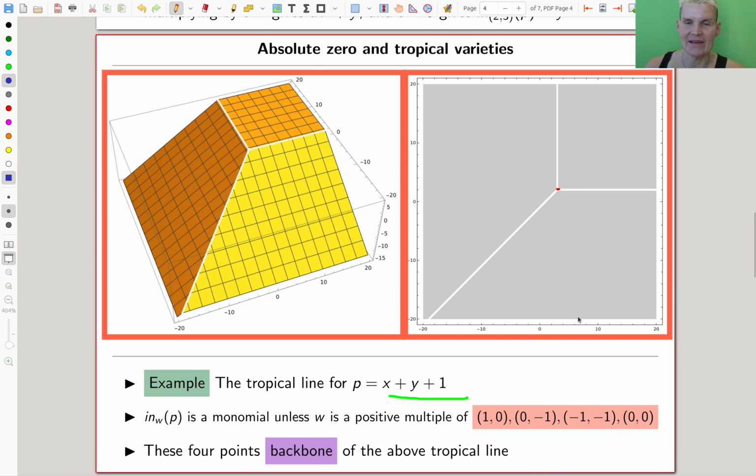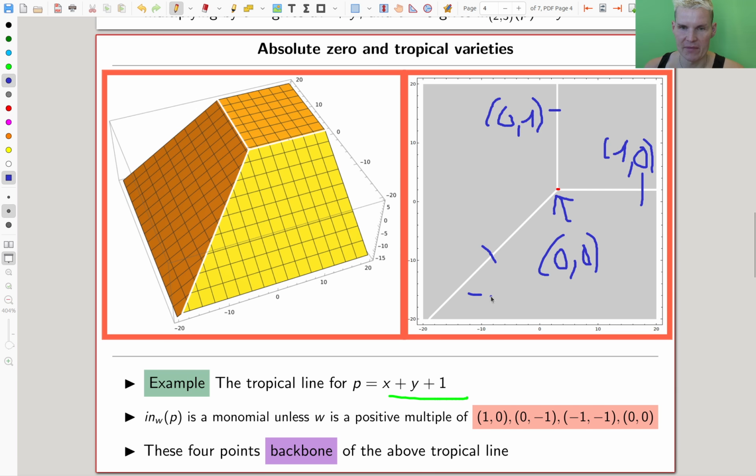These 4 points are exactly the backbone of my tropical variety, right? Here is 0, 0, as I already said. Of course, this is not 1, 0, but we can fix that by just saying this one is 1, 0. And the other one is 0, 1. Now, those are exactly the 4 points that make my tropical variety. And here somewhere is -1, -1, right? So these are exactly the 4 backbone points of the variety.